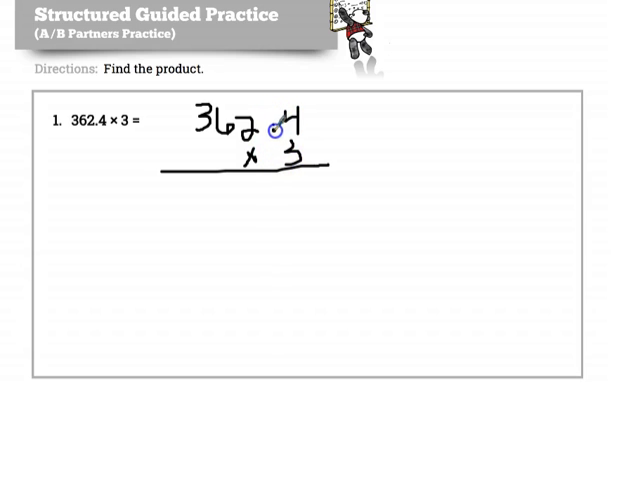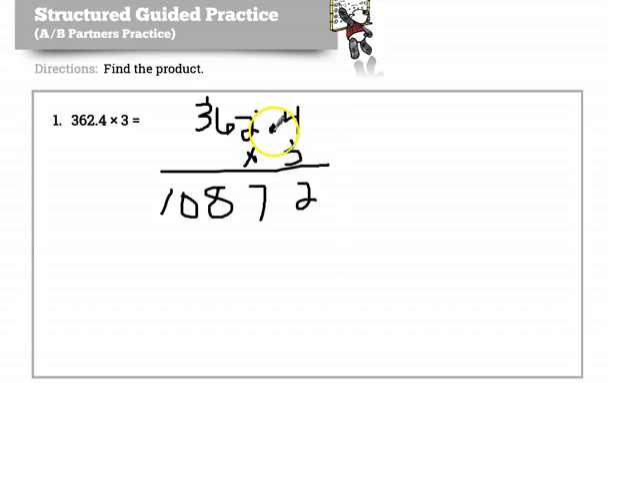Okay, and again, I did not line up the 3 with the whole numbers. I just put it right under the 4. I'm ignoring the decimal point right now. I'm just going to multiply. 4 times 3 is 12. 2 times 3 is 6. 1 more is 7. 6 times 3 is 18. Carry the 1. 3 times 3 is 9, and 1 more is 10.